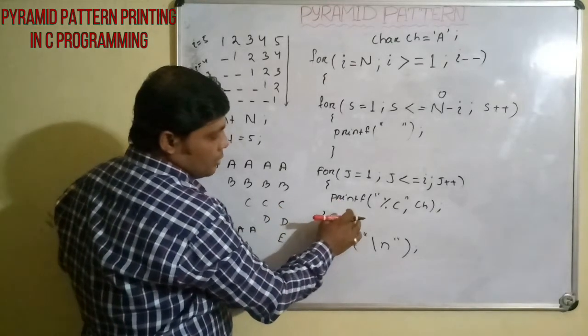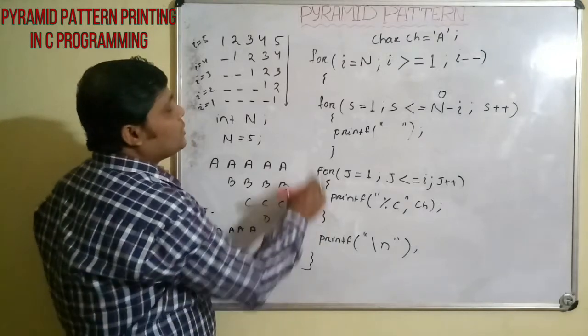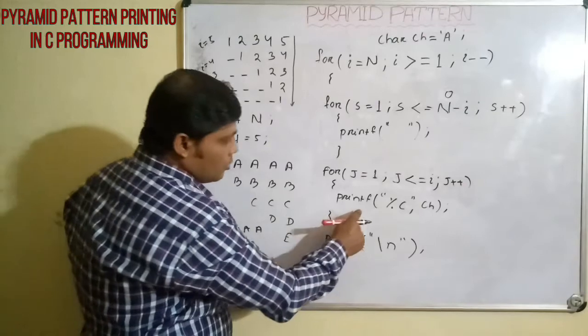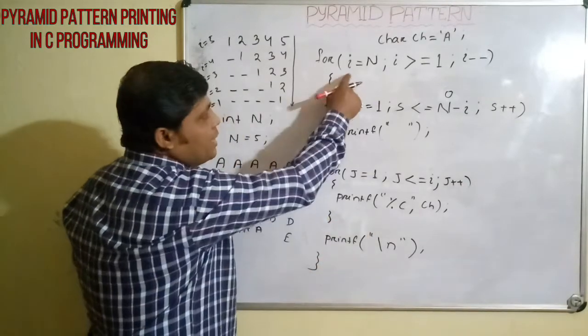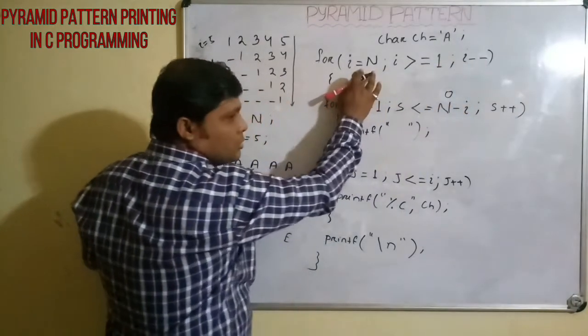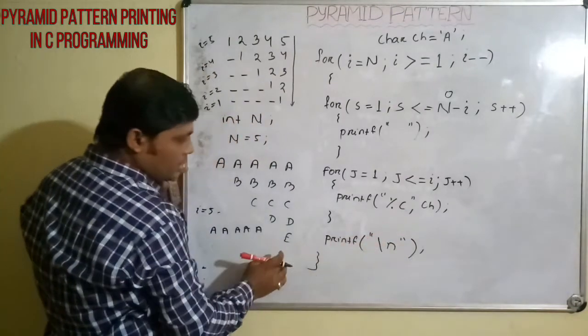Then print a backslash n, the cursor will go to the next line. Then what? i value will be changed to 4, when it is going for the next i, that is i equal to 4. First time i value is n, that is 5. After completion of this loop, it will go to the next line.